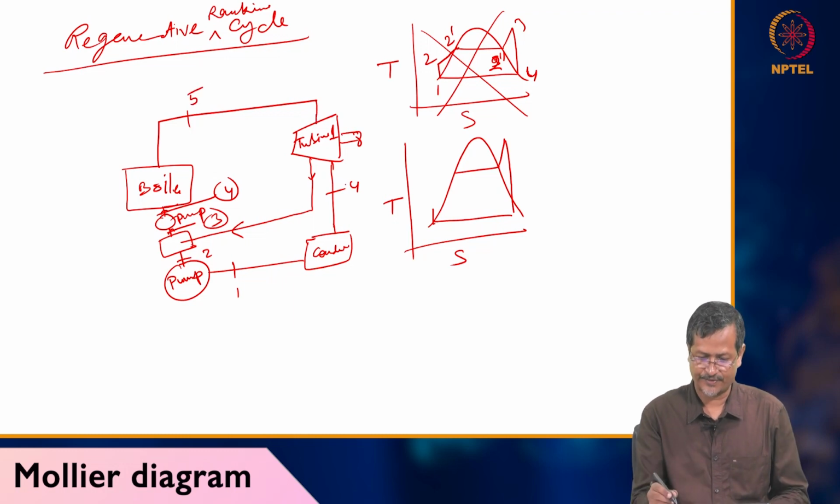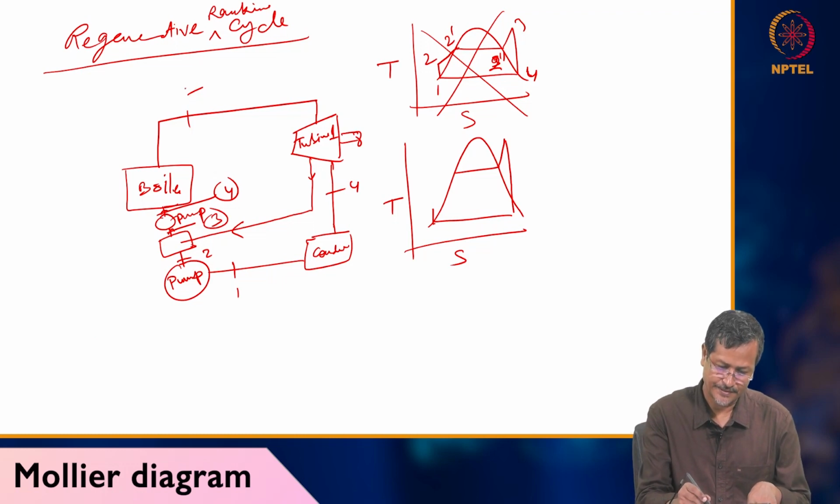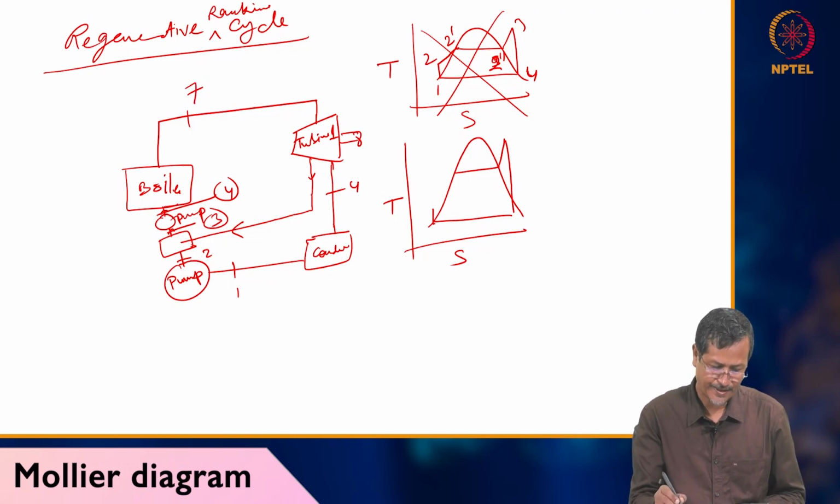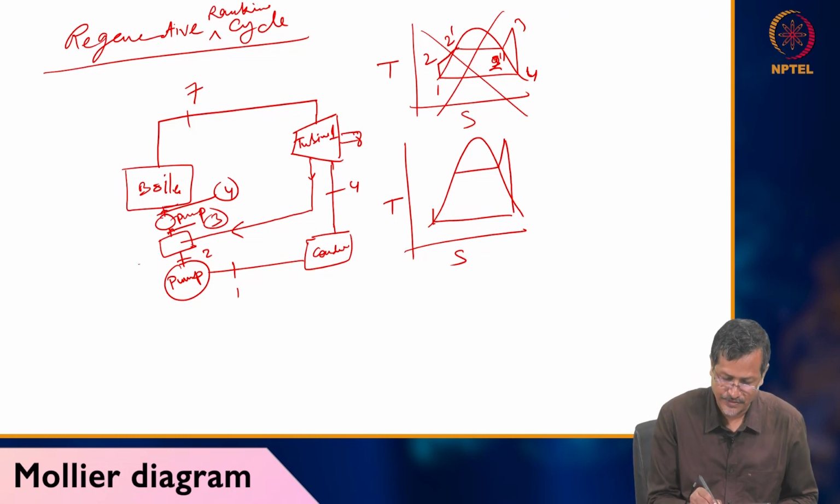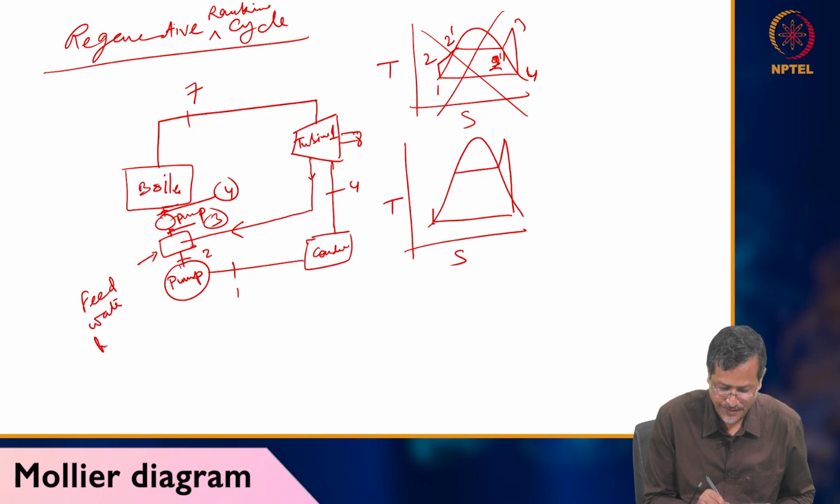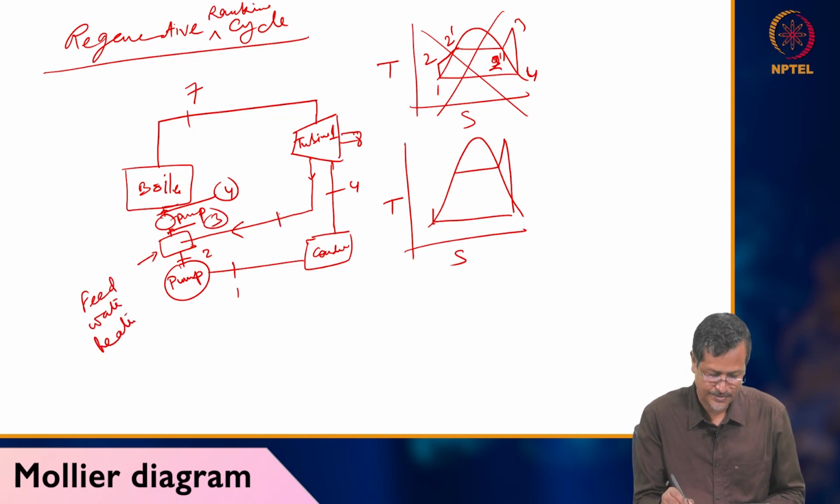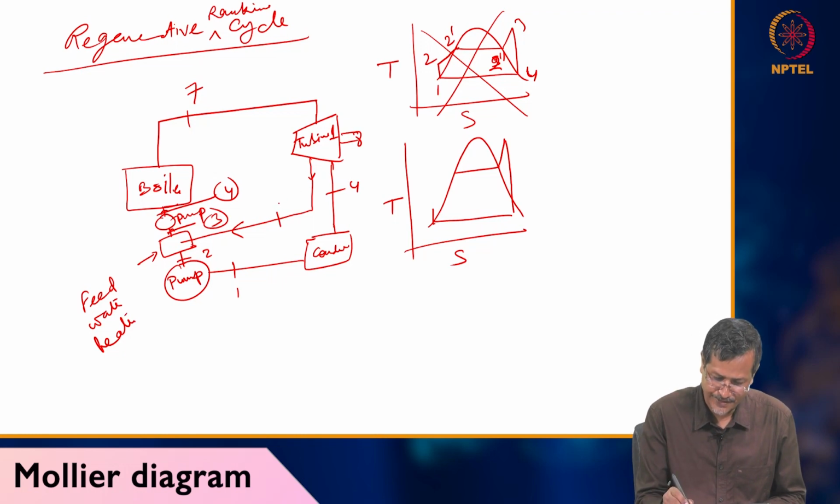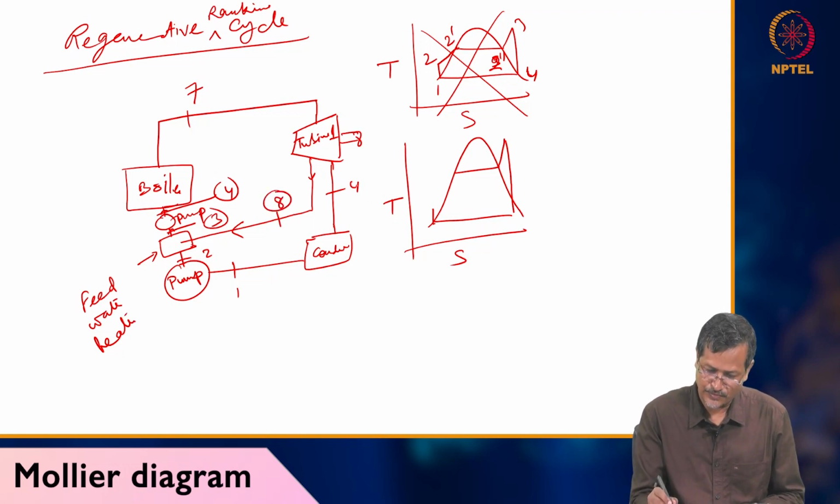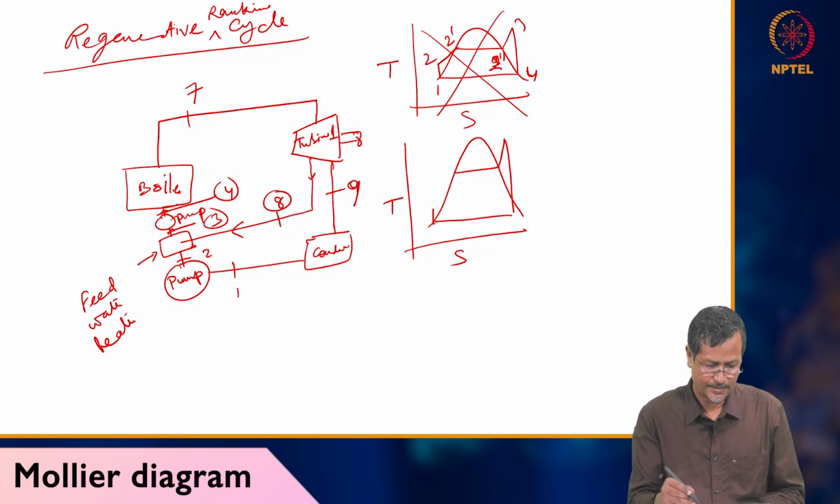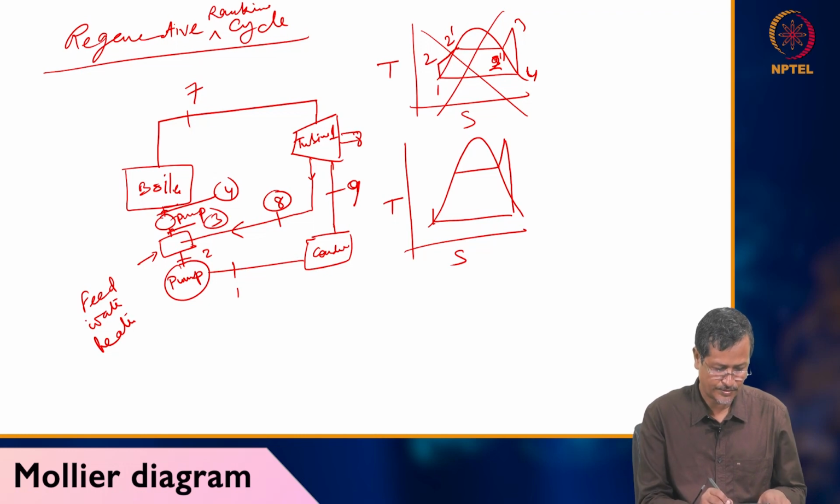You can draw another figure actually. 5, 4 to 7. No, 4 to 7 coming. Then turbine to feed water heater. This is called feed water heater. So this one they are writing 8, and this one 9, this one 1, after pump 2, 1 2.